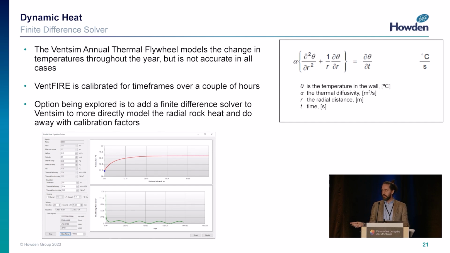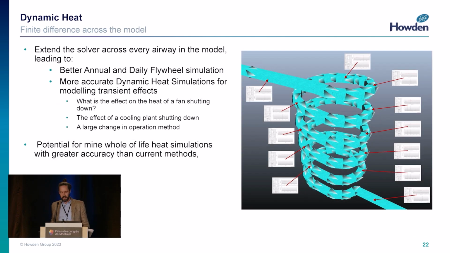What I showed you there is modelling one airway. And of course, a lot of the interesting phenomena happen from interactions between different airways. So the next big challenge is to extend this to a whole model. What that means is that you'll be simulating a separate little finite difference solver for every airway in the model. That involves a lot of computation, and there are still a few challenges to work through to get it solving quickly enough.